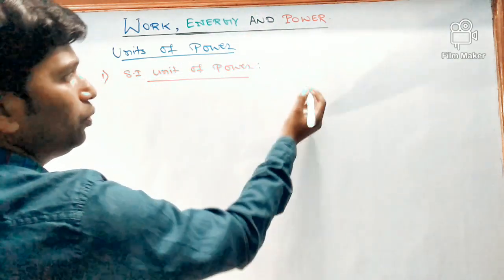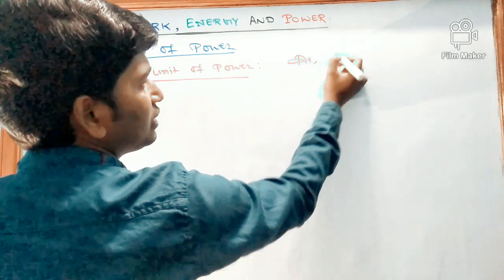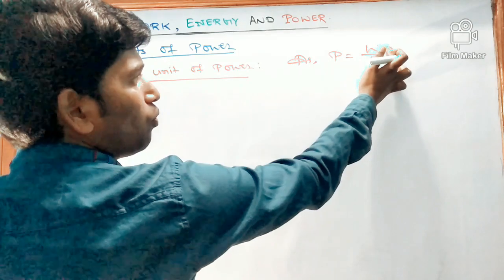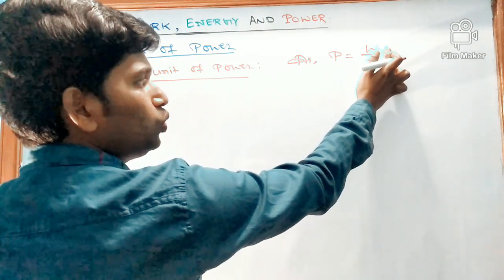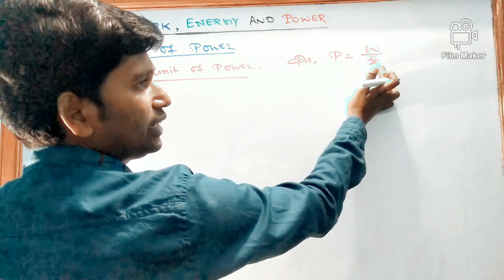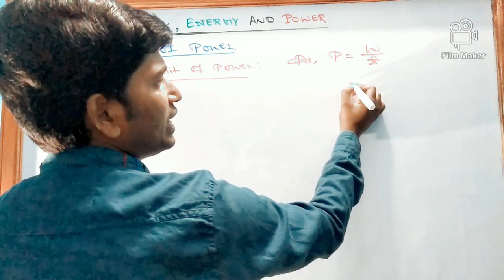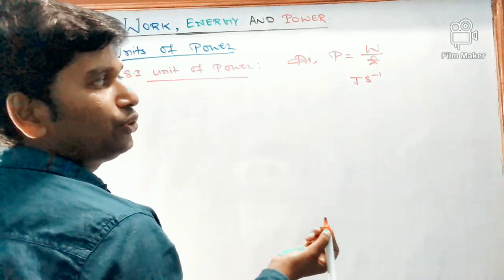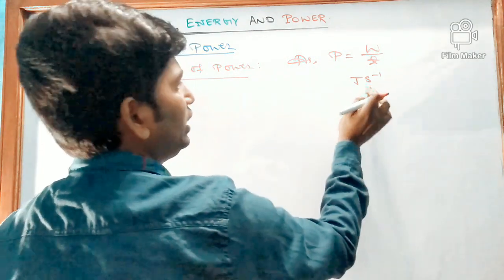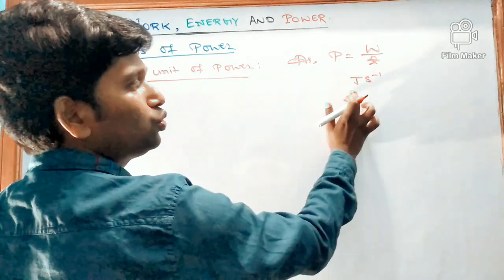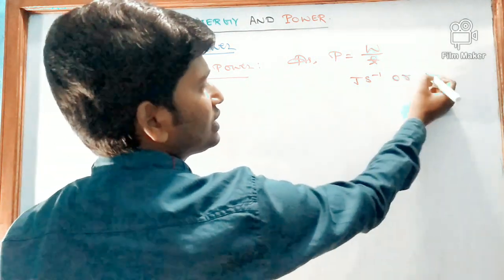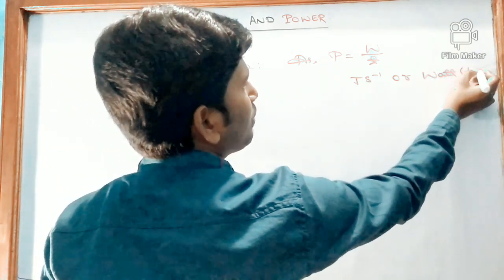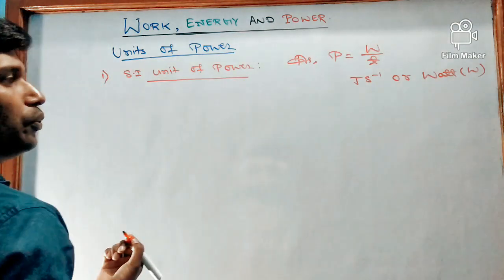As we know that power is equal to work by time. Work SI unit is joule and time SI unit is second. So we can write joule per second is the SI unit of power, or we can say it as a watt, capital W.